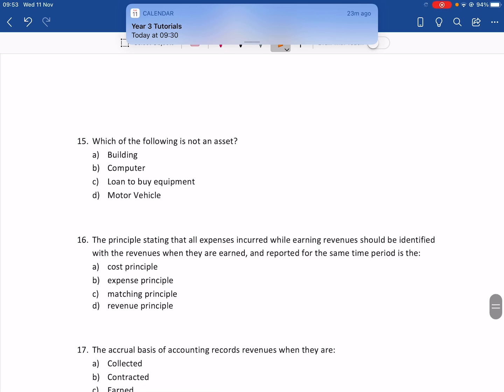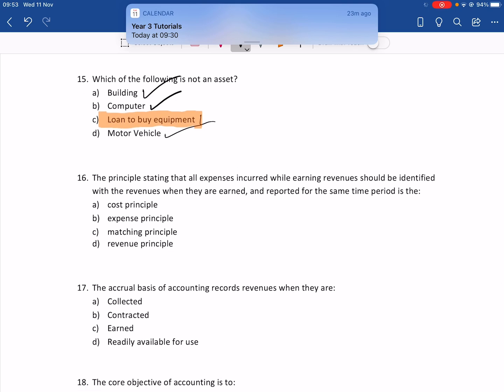Simpler ones as such. So we said, which of the following is not an asset? So which one is not an asset? So building is an asset. Computer is also an asset. So it's a non-current asset, as is a motor vehicle. So therefore that one is the liability. So the answer to that one would be the loan to buy the equipment, because it's a loan, as the name suggests. Okay. When we did this in class last week, I just explained.